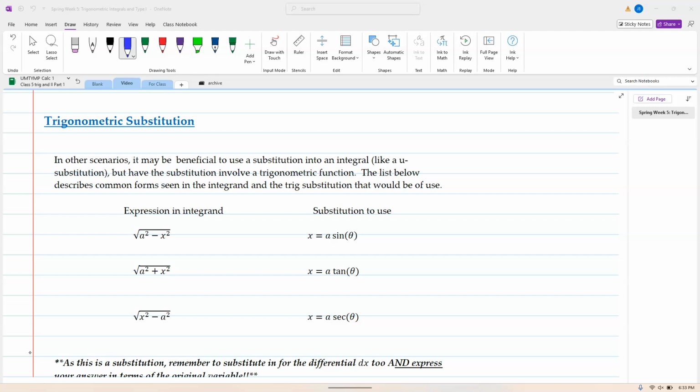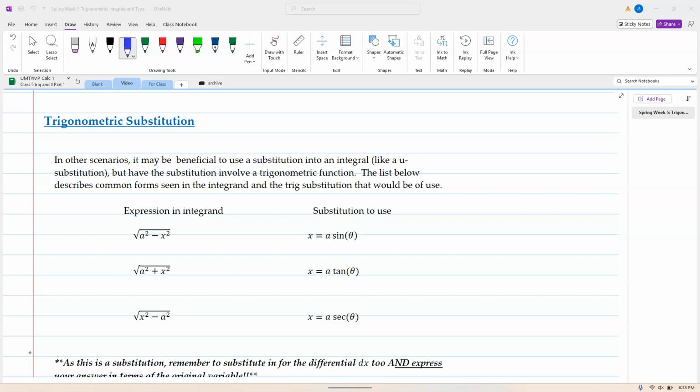So this little table that I have shown on the screen here: square root of a squared minus x squared, right? And then the substitution that you should use in that case is x is equal to a sine theta. These I don't like to say memorize, but yeah, you kind of have to memorize them. The other thing to keep in mind is we're going to be replacing x with each of these things. You have to replace dx for sure as well.